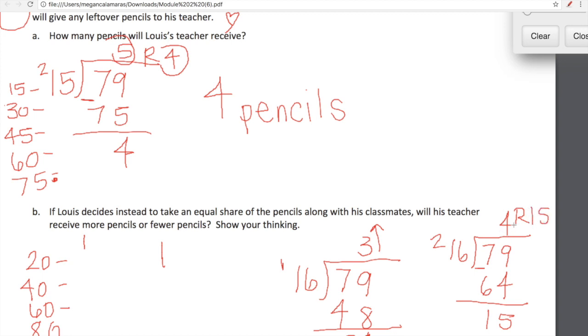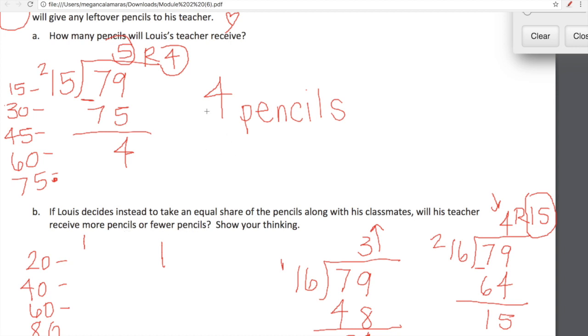So that means now Lewis and his classmates are going to receive 4 pencils each. He has 15 pencils left. What does he do with these 15 pencils? He's going to give them to his teacher. The question is asking, will his teacher receive more pencils or fewer pencils?